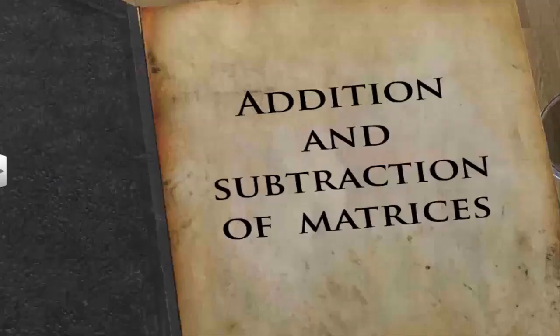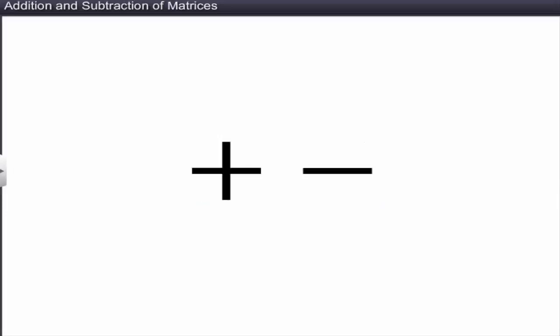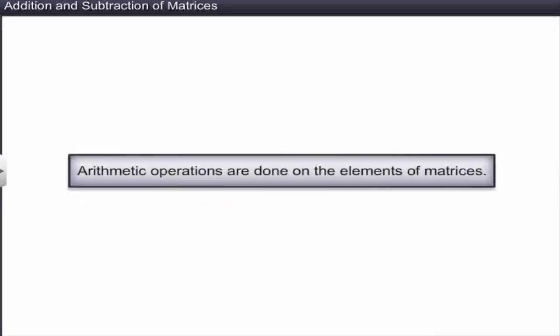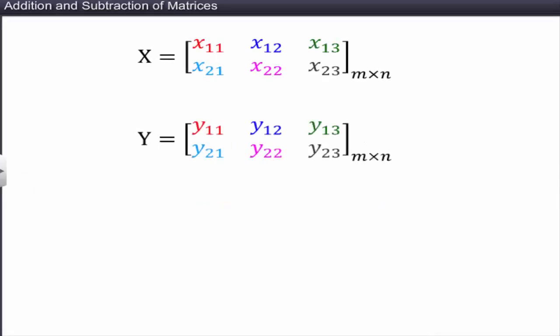In this module, you will learn about the addition and subtraction operations performed on matrices. Arithmetic operations such as addition and subtraction are possible on matrices of the same order. However, the arithmetic operations are done on the elements of the matrices. Let's start by exploring the addition operation on two matrices.